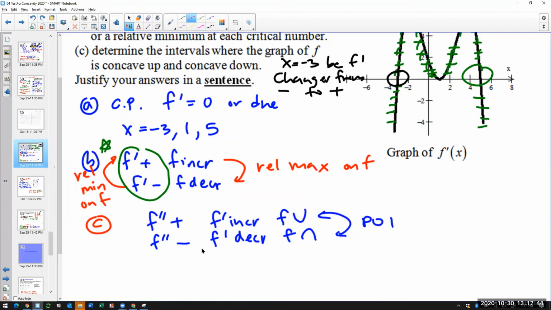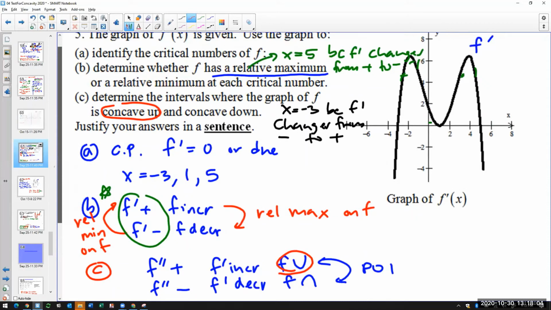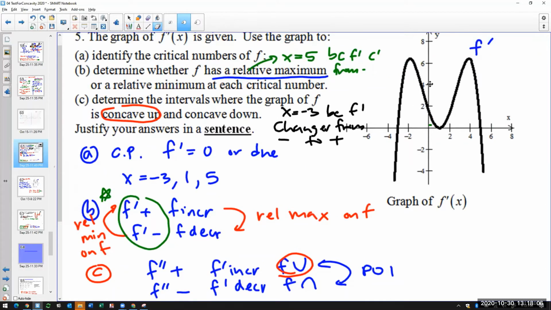So here's the question. This is f prime. I'm going to erase all of this. How do I know when something is concave up? What is synonymous with concave up? How do I get a concave up? What does f prime have to be doing? Increasing. So knowing that, come over here and tell me, when is f prime increasing?